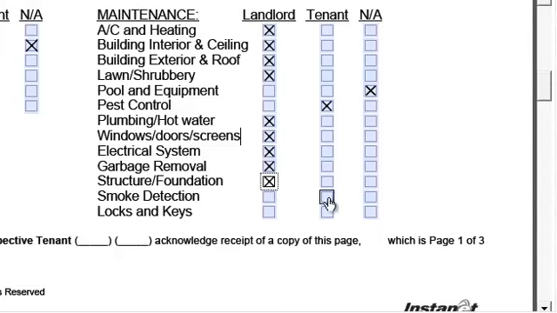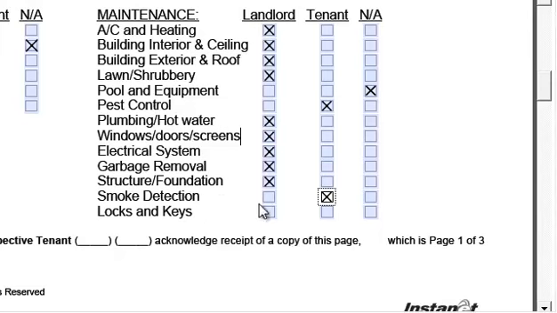Smoke detectors, always tenant. They may have smoke detectors installed. It's not the landlord's responsibility to make sure that the battery is changed. You change the battery. If you see there's a problem, make sure you replace it, change the battery, keep it up.